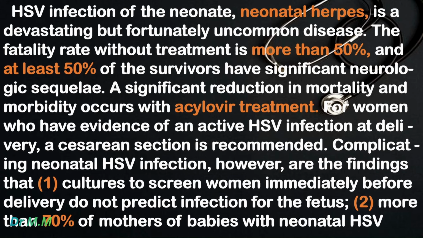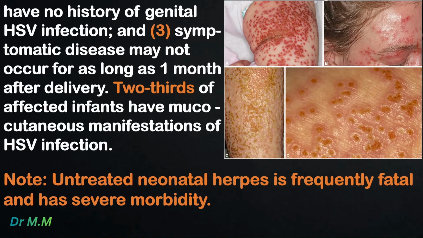Complicating neonatal HSV infection, however, are the findings that cultures to screen women immediately before delivery do not predict infection for the fetus. More than 70% of mothers of babies with neonatal HSV have no history of genital HSV infection, and symptomatic disease may not occur for as long as 1 month after delivery. Two-thirds of affected infants have mucocutaneous manifestations of HSV infection.